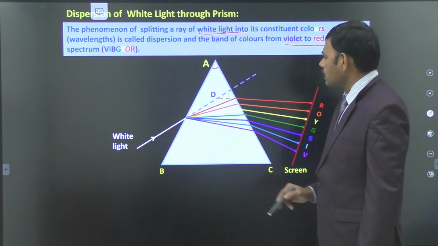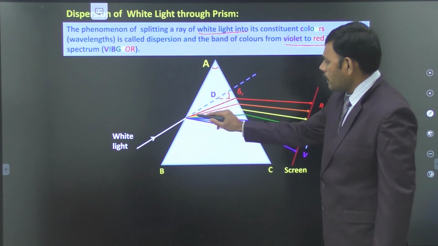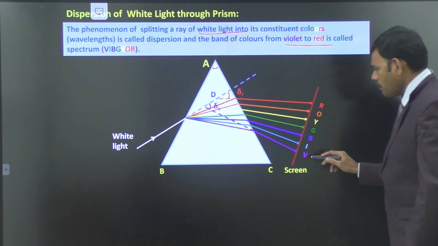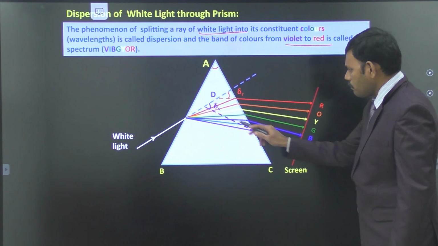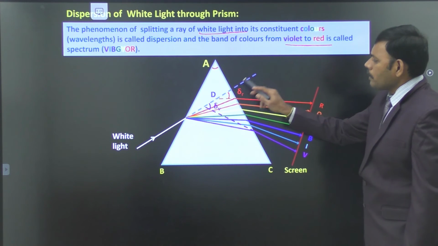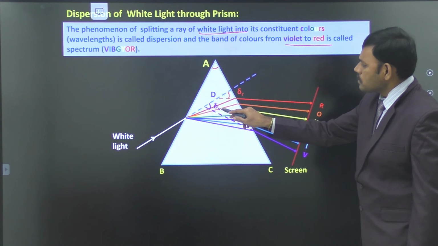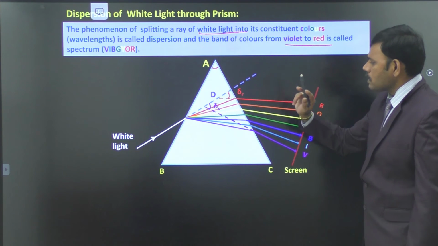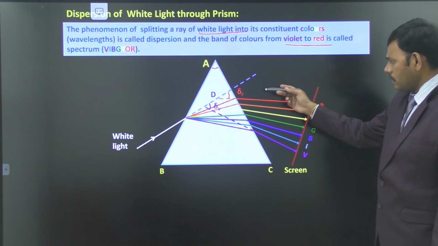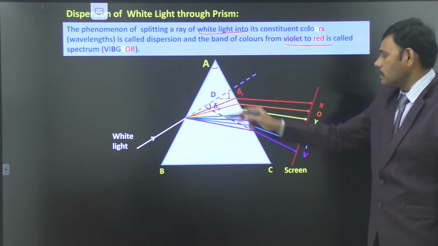Then the red color deviation is delta R. Delta R has this deviation, whereas violet color shows this deviation. This is the emergent ray. Extend this emergent ray backwards to strike the incident ray. Then the angle made by the incident ray and the emergent ray of violet color shows its deviation. This is the deviation of red color and this is the deviation of violet color. They are not equal. Red color has least deviation, violet color has most deviation.